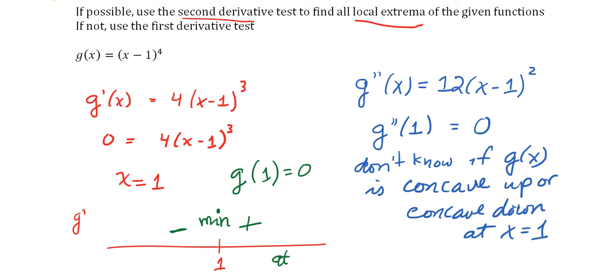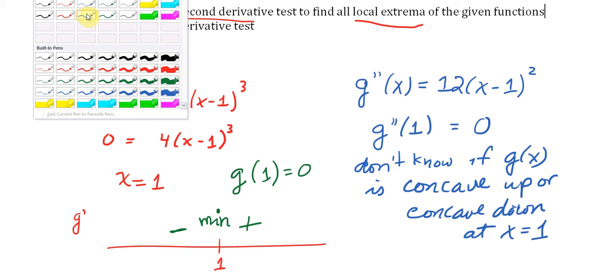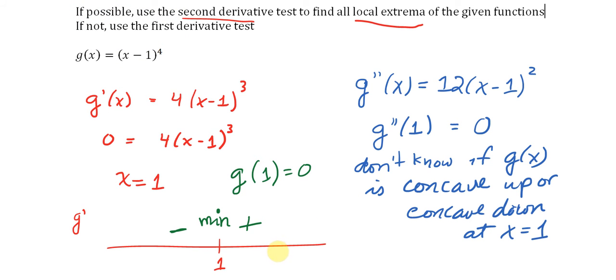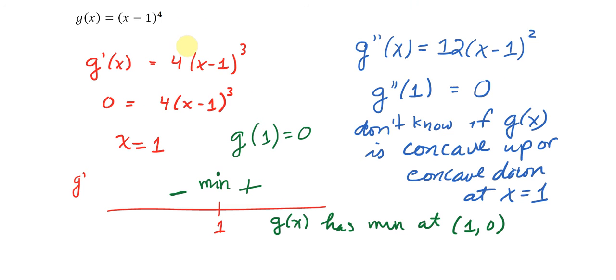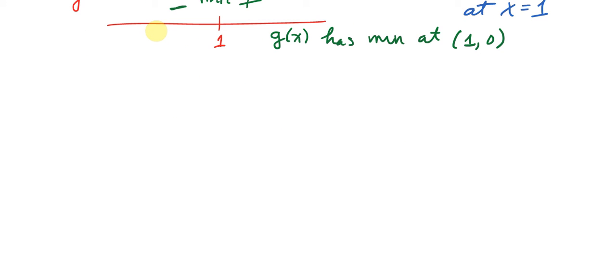So we can say that the function g of x has a local min at (1, 0). Okay. And when you really think about it, it's not too difficult to figure out. This function is just x to the fourth translated 1 to the right.